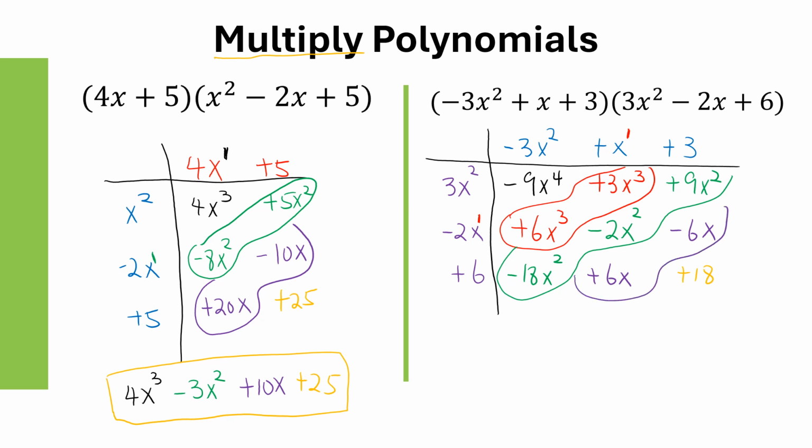So now my final answer to this problem is negative 9x to the fourth. And 6 plus 3, so we have 9x to the third power. Negative 18 minus 2 is negative 20, plus 9, so that's going to give me negative 11x squared. And 6x plus negative 6x, or 6x minus 6x, will give you 0. So there's no more x's. So you just bring down the 18. And that's the solution for this problem.